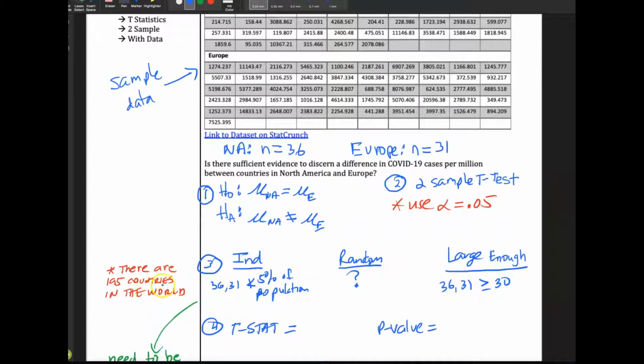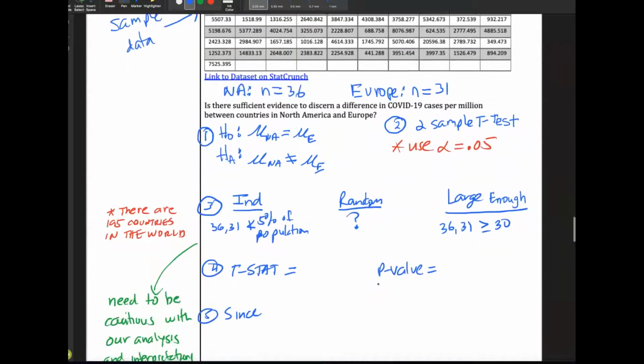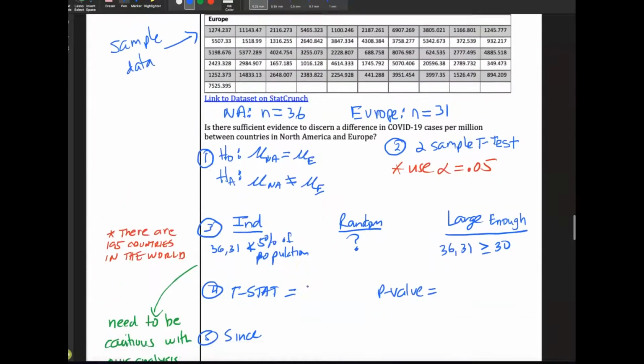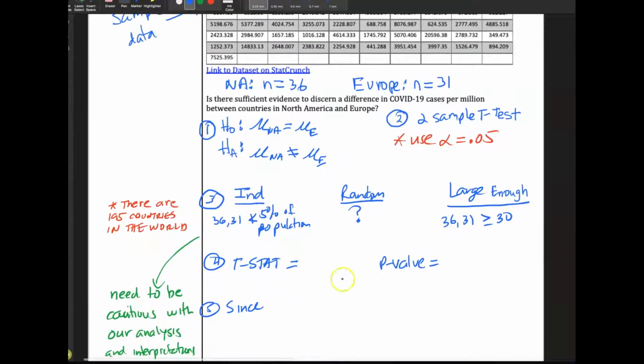There's 195 countries in the world, so it's not less than 5% of all the countries, because 10% of 200 is 20. Yeah, so it's close, but again, it gets us in that weird situation where we don't know if it was randomly selected, but it's large enough. And so we will conduct the test still, right? We just need to be cautious with our analysis and interpretations again, because we're not sure all the requirements are being met. So we're going to get a t-stat and a p-value.